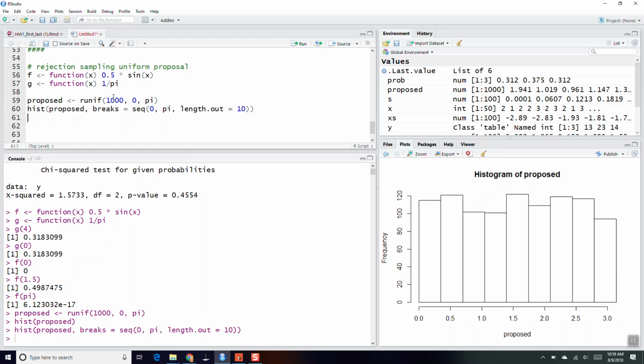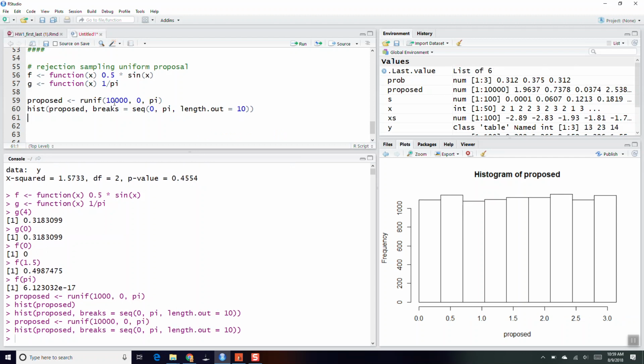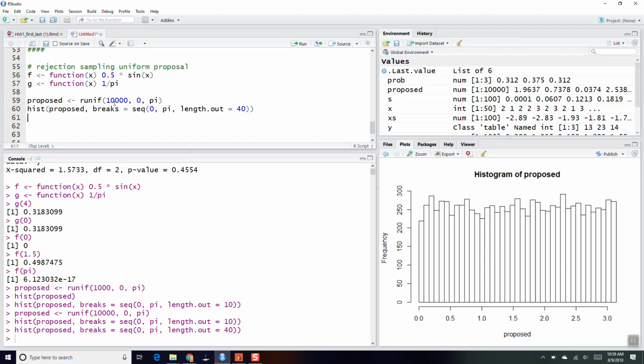Okay, so here we've got a histogram. The values that we're proposing are uniformly distributed. We got 1,000 of these things. Here, let me just do 10,000 just to emphasize this. Okay, so we have this. I can probably do like 40 breaks, and we'll still get the shape.